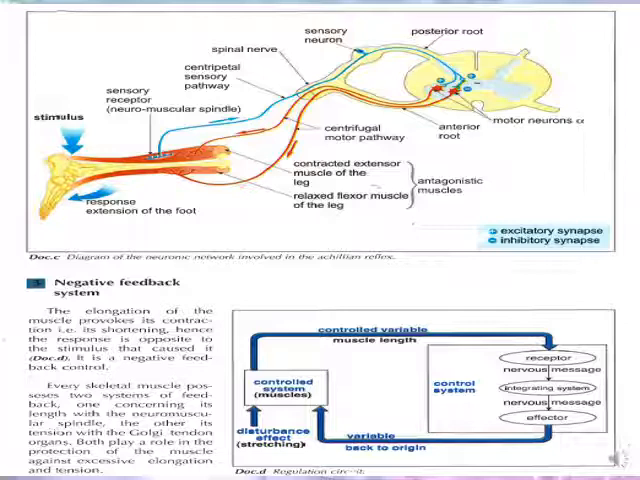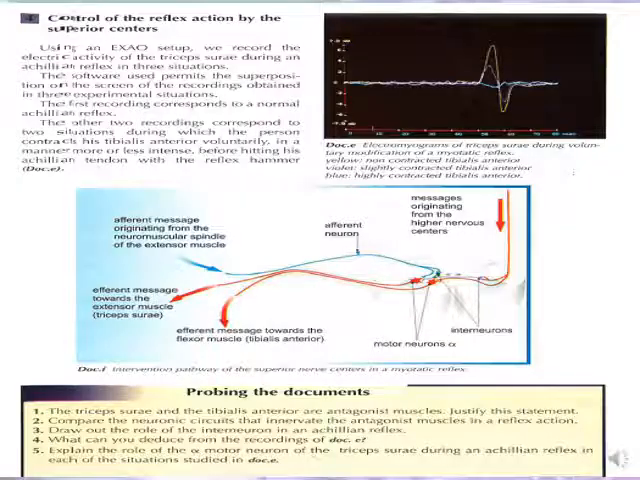Every skeletal muscle possesses two systems of feedback, one concerning its length, with the neuromuscular spindle, the other its tension, with the Golgi tendon organs, as we said in the previous chapter. Both play a role in the protection of the muscle against excessive elongation and extension. So, control of the reflex action by the superior centers.